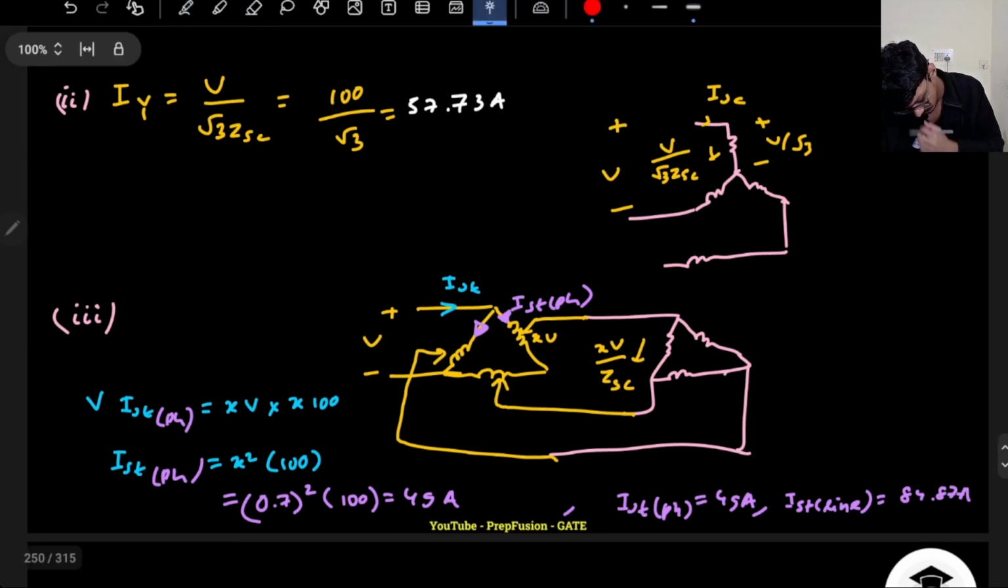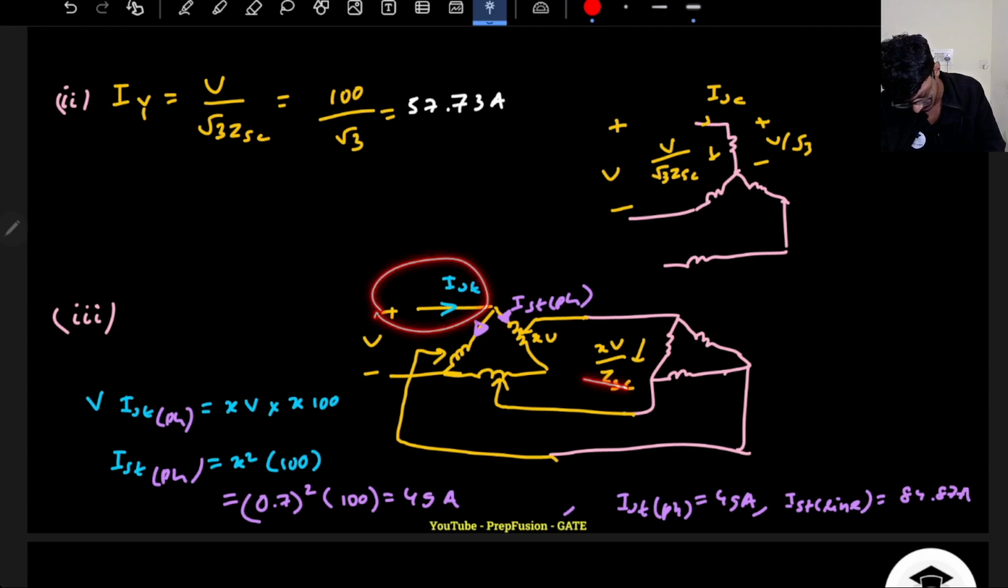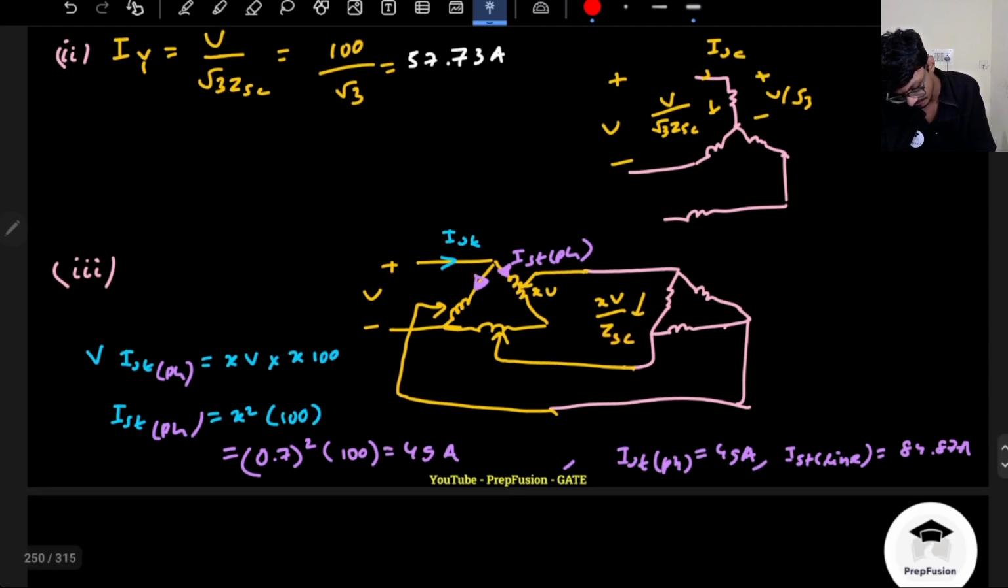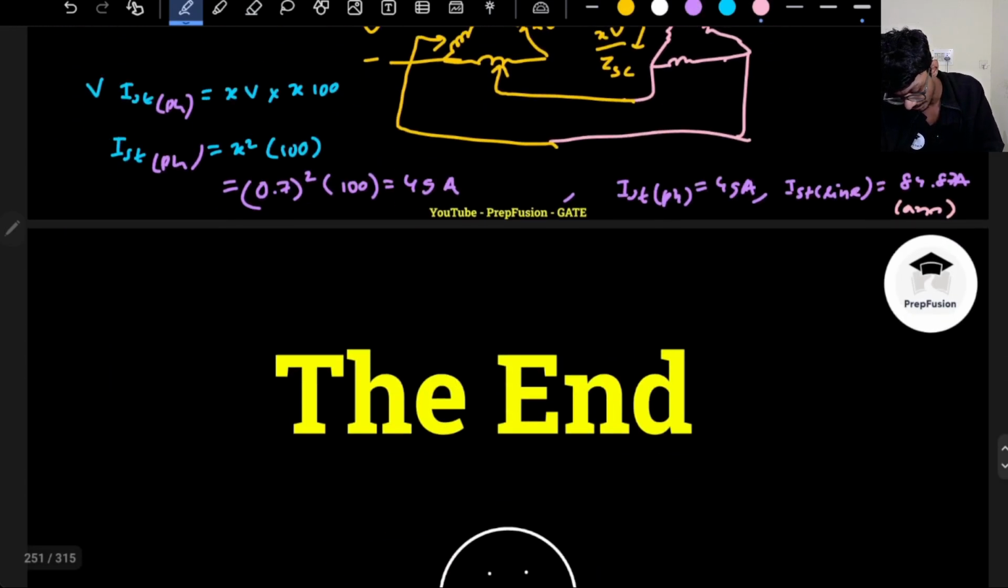I just want to clear one thing: here I am comparing the phase currents, so there also I should compare the phase currents only. I am equating the phase currents, and ultimately this is my starting current. So this will be my answer, 84.87. This will be my answer for the question.